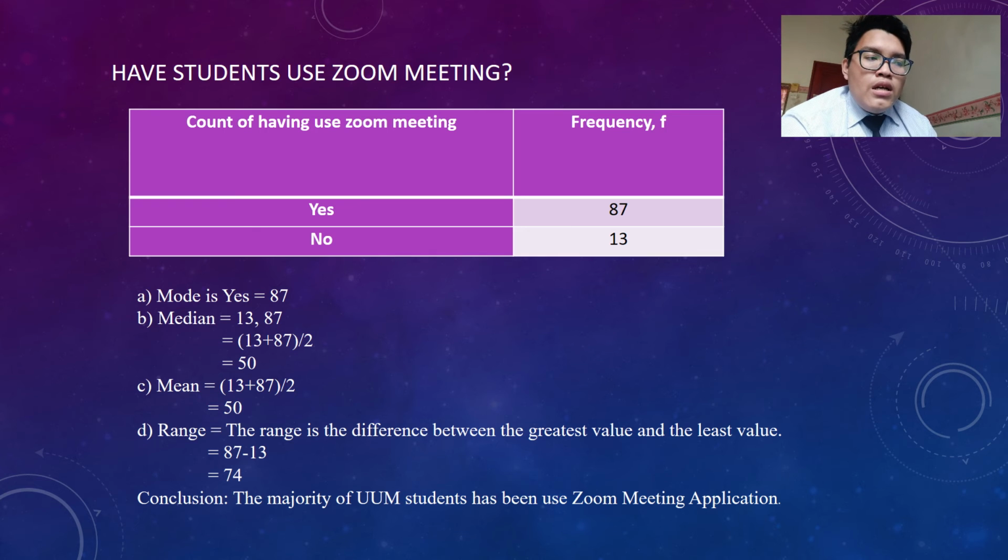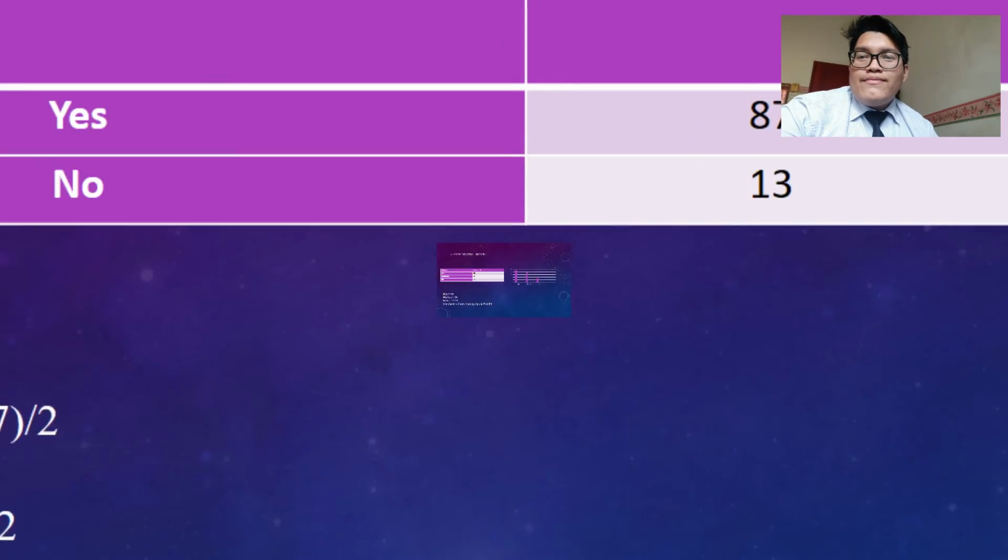the range, which is the difference between the greatest value and the least value, is 74%. So the conclusion, the majority of UUM students have used the Zoom meeting application. That's all for me. Thank you.